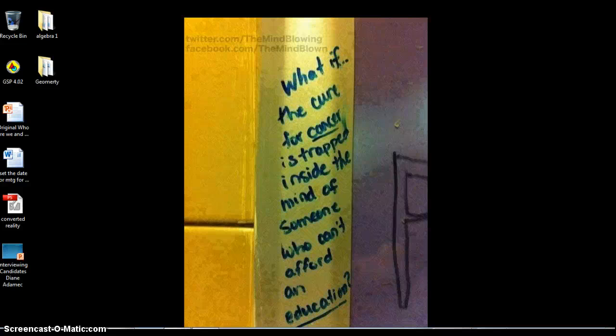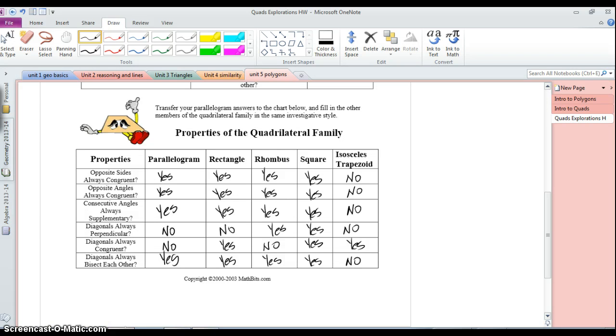All right, guys, so today we're going to explore the quad family tree a little bit more in detail. Before we get into that, you need to check your homework. Here are the answers, and you really, really need to make sure that your answers are accurate. So please pause the video now and check your answers and make corrections.